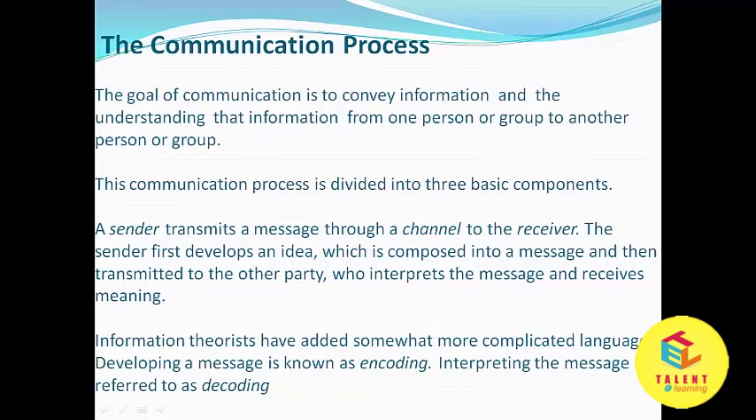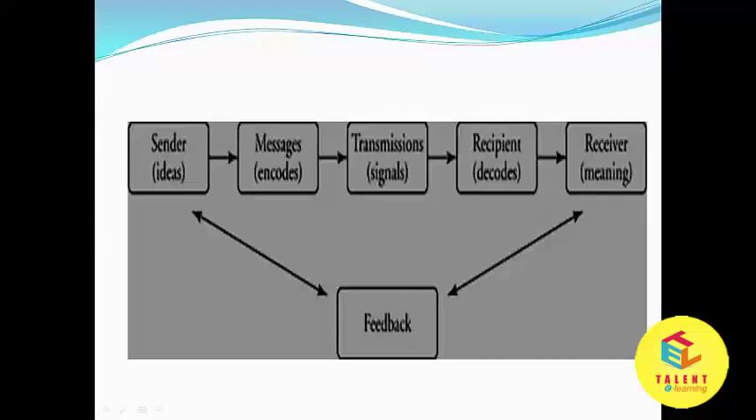Information theorists have added somewhat more complicated language. Developing a message is known as encoding, and interpreting the message is referred to as decoding. You can see the chart of the communication process. First is the sender. He sends the message, and then transmission, and it will be received by the receiver, and the receiver will understand the message and then give the feedback.